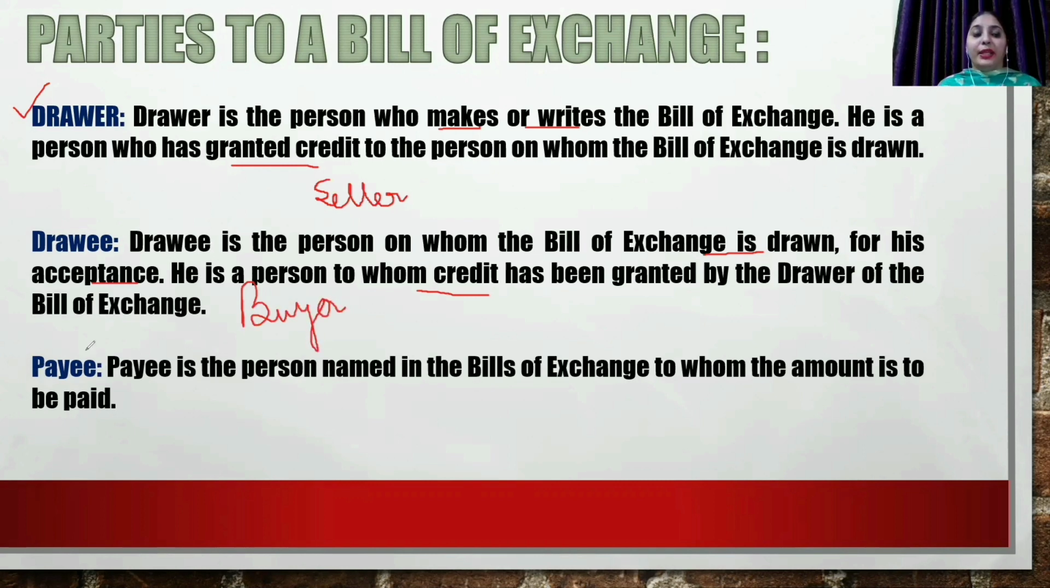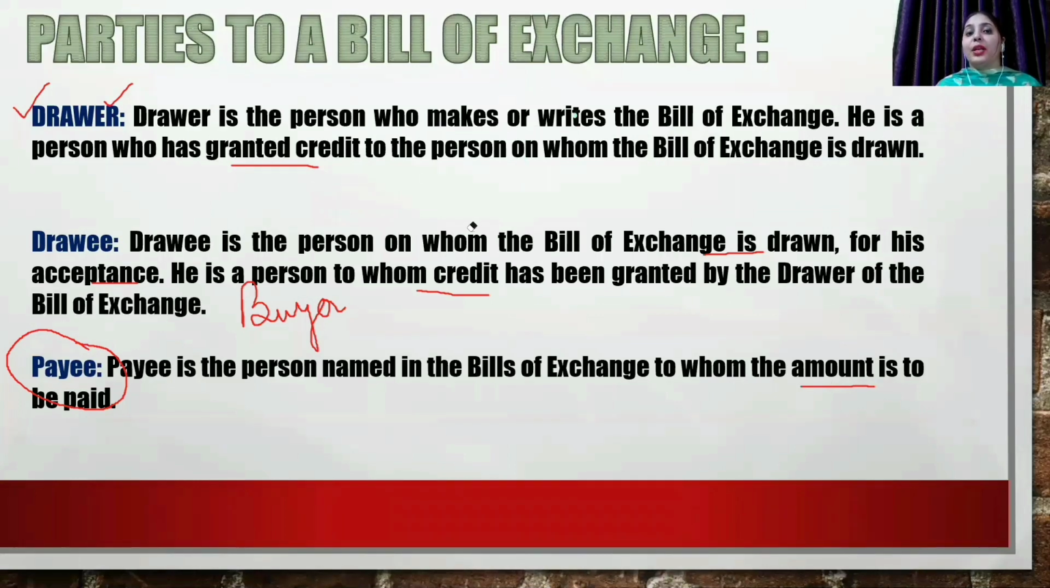Now payee, it is very important to understand who the payee is. The payee is the person who is the bearer of the instrument. Whosoever will hold this instrument at the time of the due date is the person who will actually receive the amount. The payee is the person named in the bill of exchange to whom the payment is to be made. It could be the drawer, or it can be someone else to whom the drawer has transferred this bill.